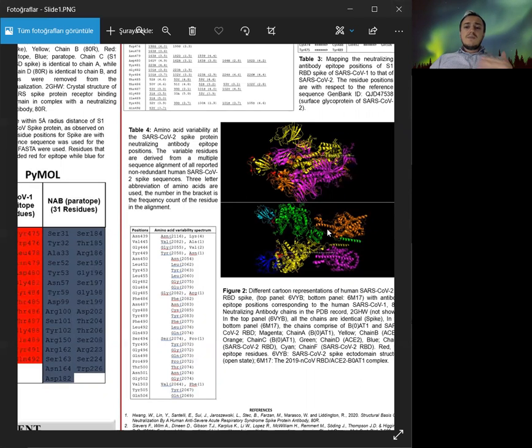In conclusion, the approach herein demonstrates the value of existing 3D structures of neutralizing antibodies in complex with a virus protein for identification of putative neutralizing epitope residues for a novel homologous virus protein.